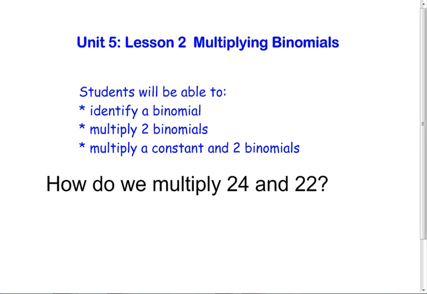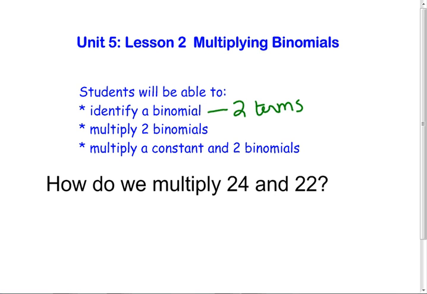Okay. Today we're doing binomials. This is a skill that's needed throughout algebra. We need to be able to do this. We need to recognize what a binomial is. How many terms in a binomial? 2. Okay, so that has 2 terms.